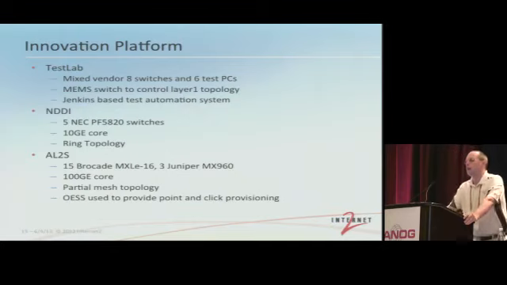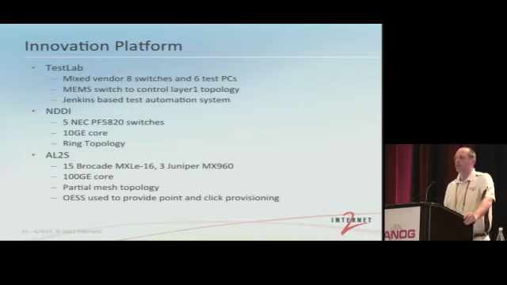So as we bring in new applications or services into our environment, we first bring them into the test lab and run them through their paces there. From there, if they graduate out, they go into the NDI network. This is an older network we built a few years back with 5 NEC PF5820 switches. These are OpenFlow switches. They're configured in a ring, and it's a 10 gig network.